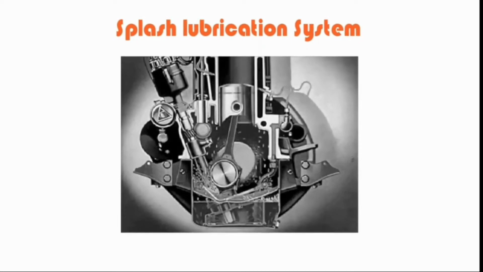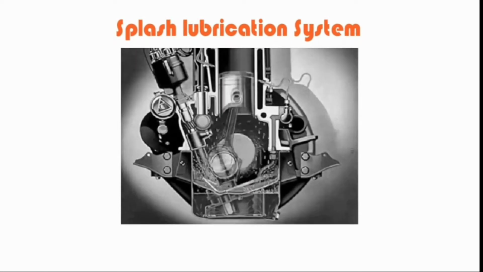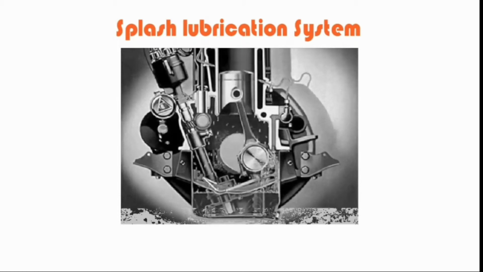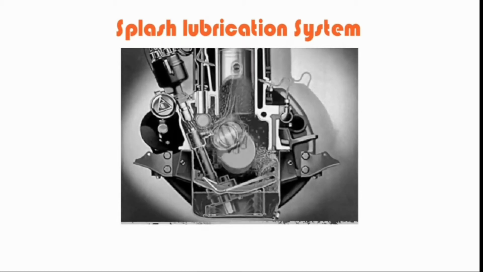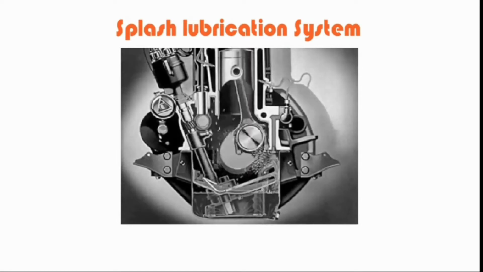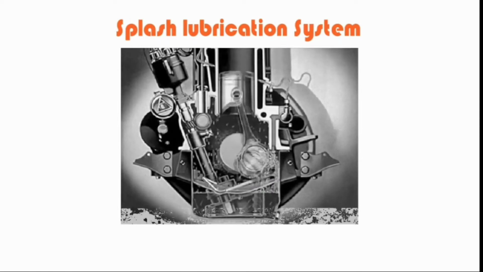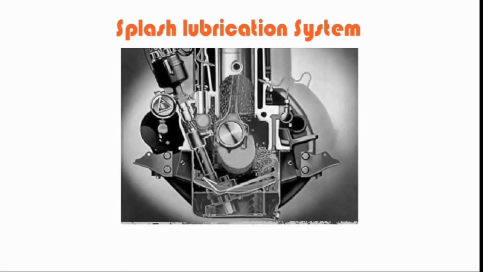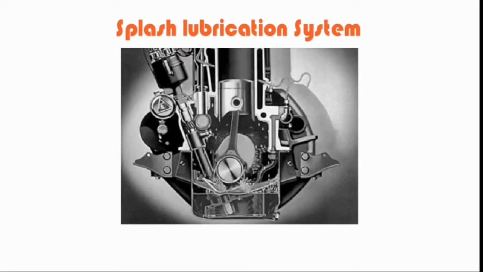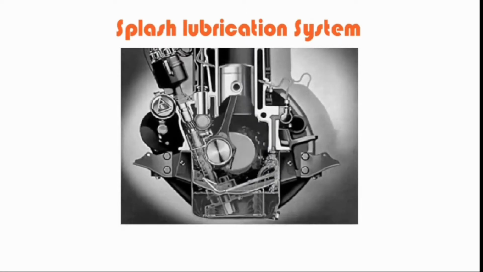Splash lubrication system. Splash lubrication system is used on small, stationary 4-stroke engines. In this system, the cap of the big end bearing on the connecting rod is provided with a scoop, which strikes and dips into the oil trough at every revolution of the crankshaft, and oil is splashed all over the interior of the crankcase, onto the piston, and over the exposed portion of the cylinder, as shown.